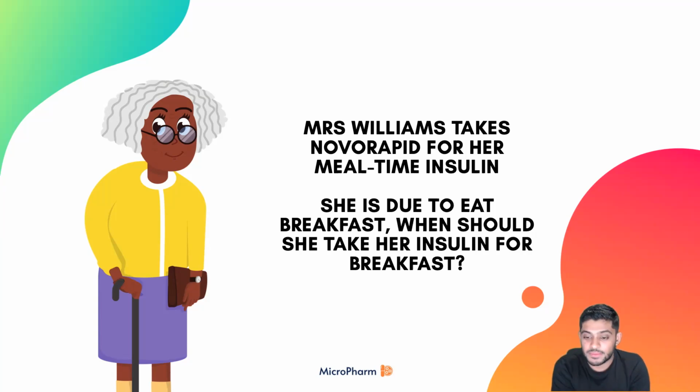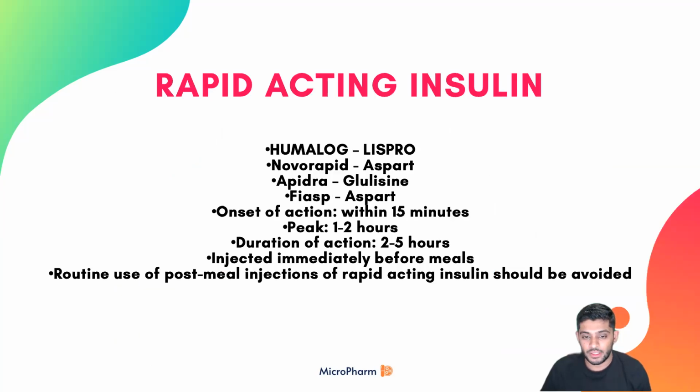So when it comes to Mrs. Williams, ideally you say directly before your breakfast is absolutely fine because it's a rapid acting insulin. Onset of action is relatively quick, 5 to 10 minutes. Its peak is about 1 hour, but it starts to work after 5 to 10 minutes. So in terms of rapid acting insulins, you've got a few different types. You've got Humalog, which is lispro, NovoRapid, which is aspart, Apidra, which is glulisine, and Fiasp, which is aspart. What is the difference between Fiasp and NovoRapid when they both contain insulin aspart?